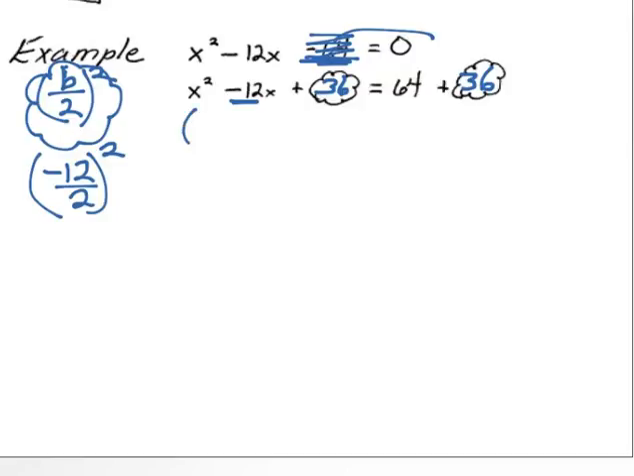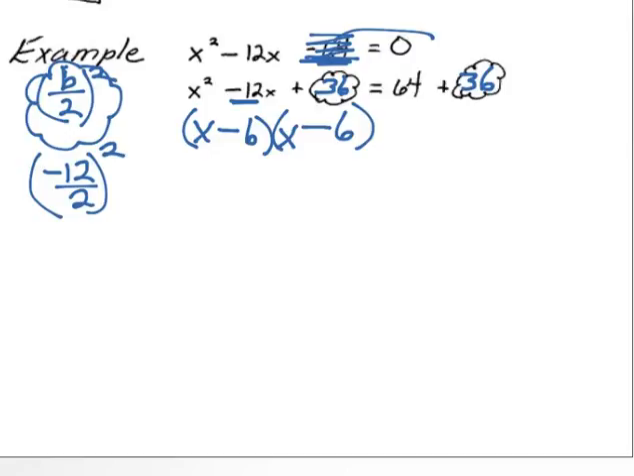So now I need two things that multiply to 36 but add to negative 12. Multiply to 36. Well, 6 and 6 jumped in our head. Should they be positive or negative? They need to be negative. All right. Negative 6 times negative 6 is positive 36. Negative 6 plus negative 6 is negative 12.